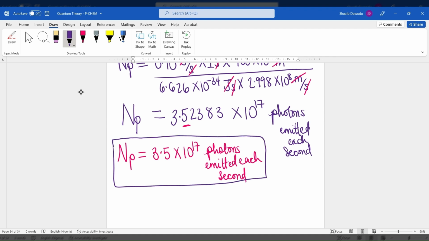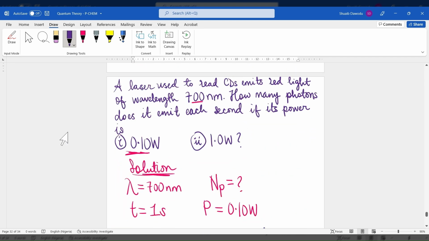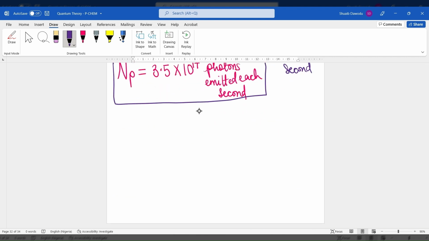Now that we're already done with this question, we're going to be moving on to the second question, where the power is 1.0 watts. So I'm going to say the other power is 1.0 watts. And I'm not going to go into detail of how we worked on the formula to get it. Just remember that the formula that we're going to be using to find the number of photons is simply power times time, times lambda, divided by Planck's constant times speed of light.